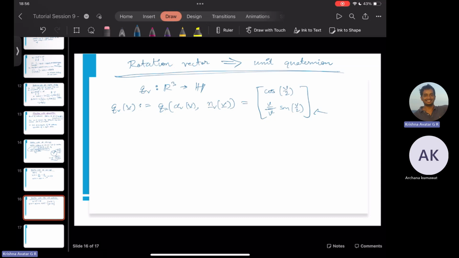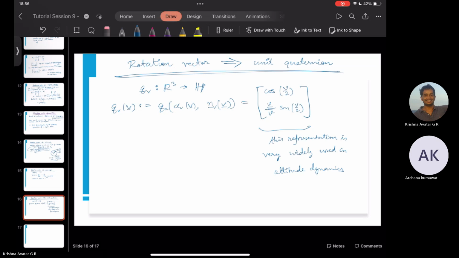And this is the most popular representation of a quaternion you'll find in robotics mostly. This representation is very common. It's very widely used in anything that involves attitude dynamics. Fine.